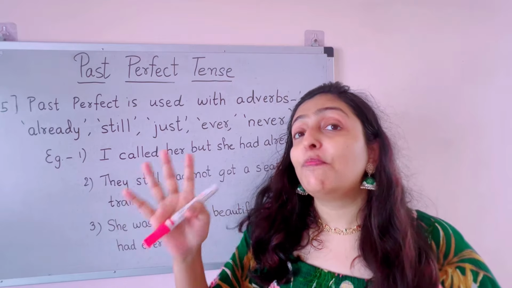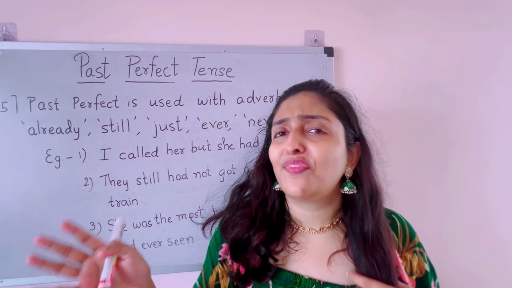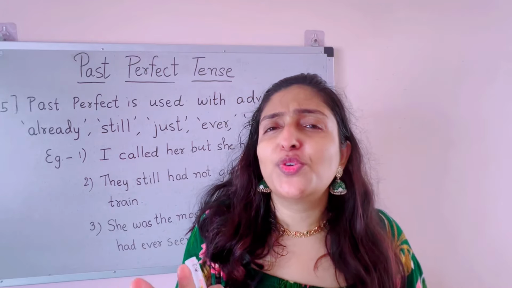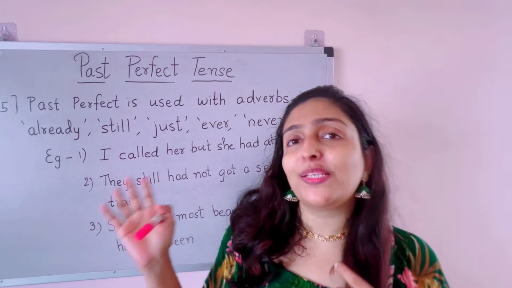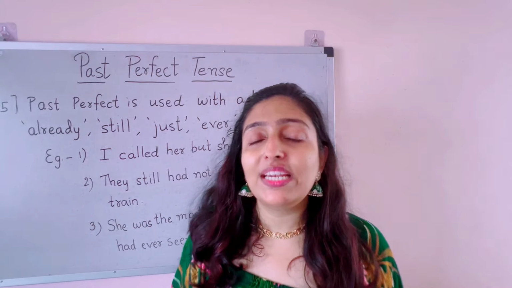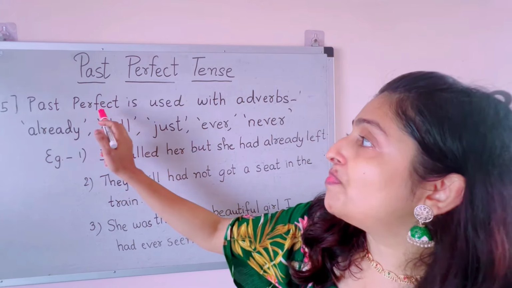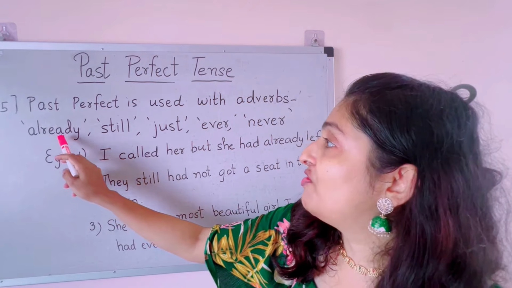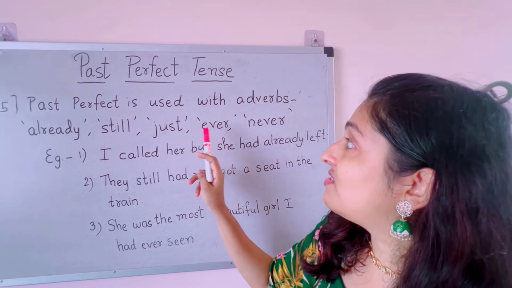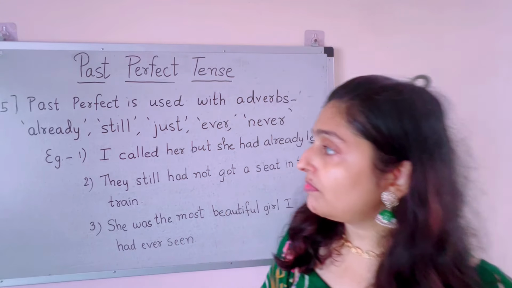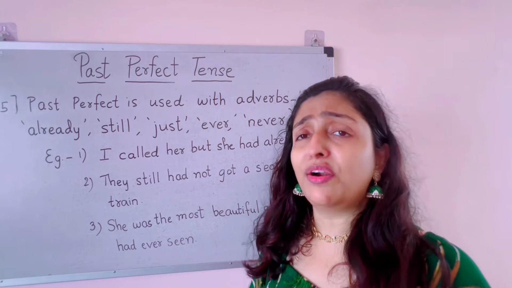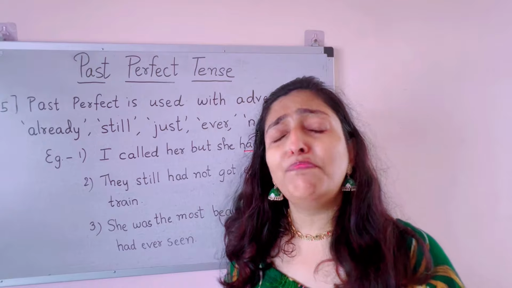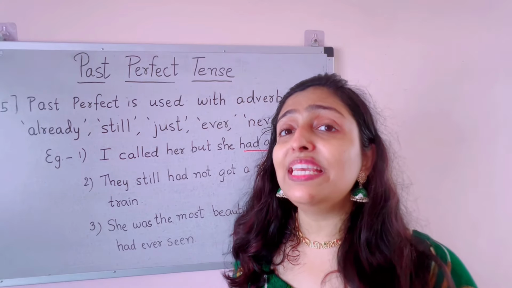So again, I repeat the same thing: you cannot have any rules in past perfect without rule number 1 and rule number 2. They are the base. So here also in the examples you can see a pinch of rule 1 and rule 2. Past perfect is used with adverbs. Okay, already, still, just, ever, never. Example 1. I called her, but she had already left. I called her, but by then she had already left.